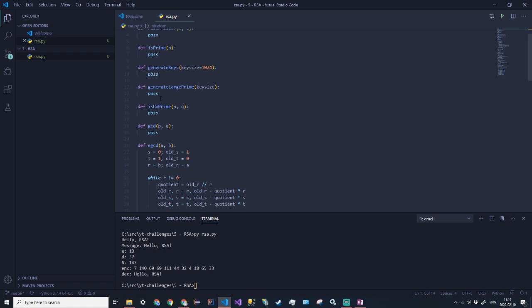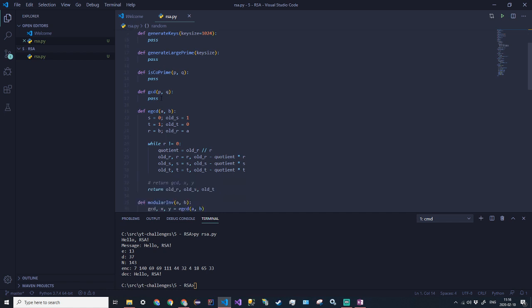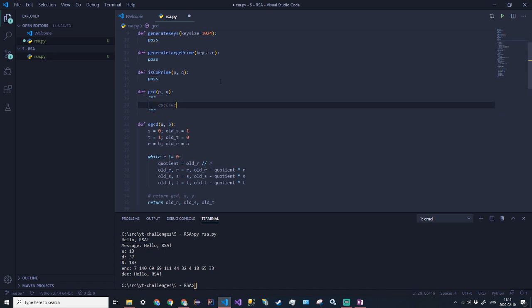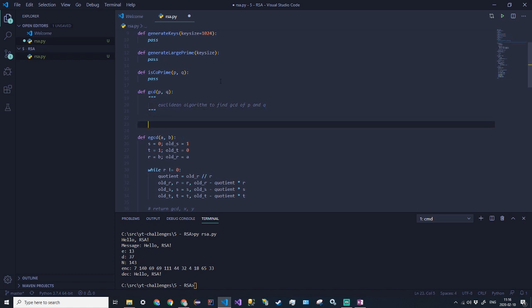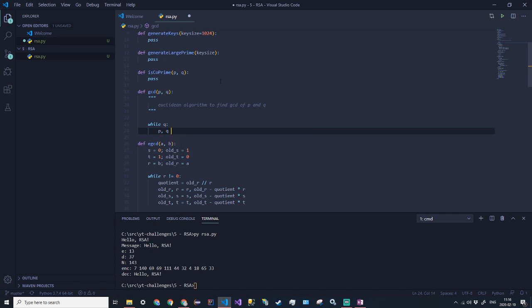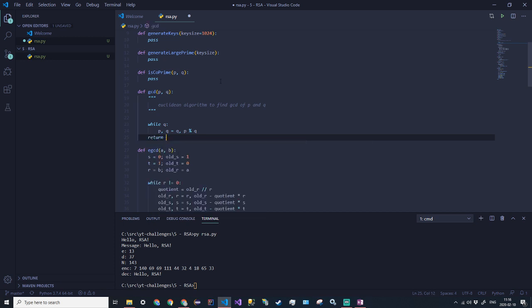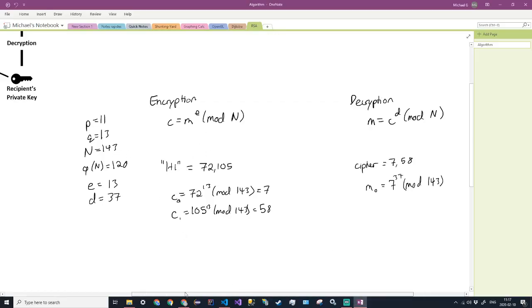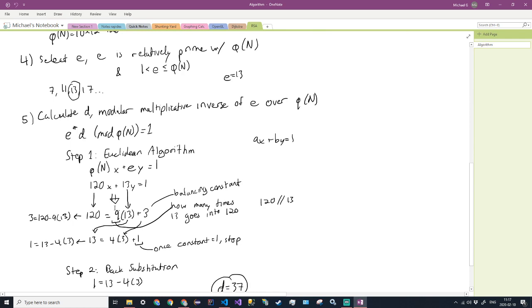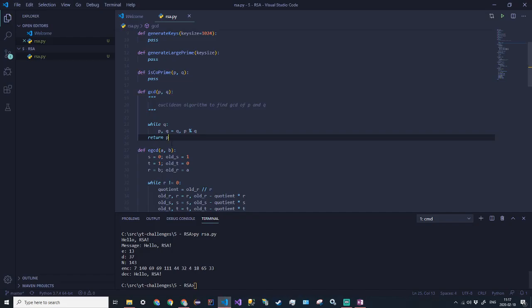Okay, let's start with the easiest and we'll move up. Alright, so GCD first. I'm not going to explain this much, it's not too important, but this is the Euclidean algorithm to find GCD of P and Q. All it is, is say while Q, P, Q is equal to Q, and then P modulus Q, and then return P. I'm not going to explain that because we kind of worked through that a little over here, but that's not the point of this video.